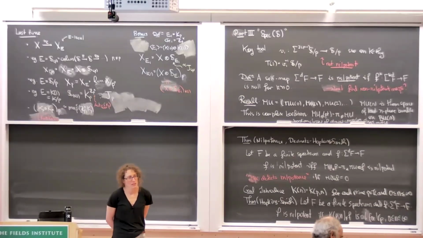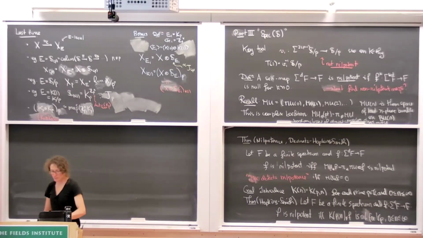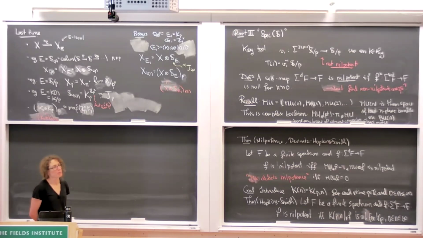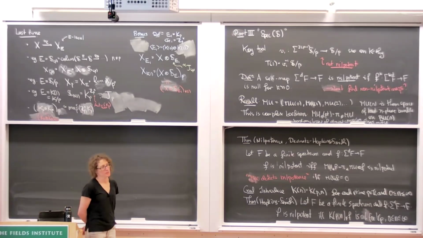Is there a BP version of nilpotence? Yeah, if you're P local, then you can just do it with BP. So for P local spectra, BP is sufficient.